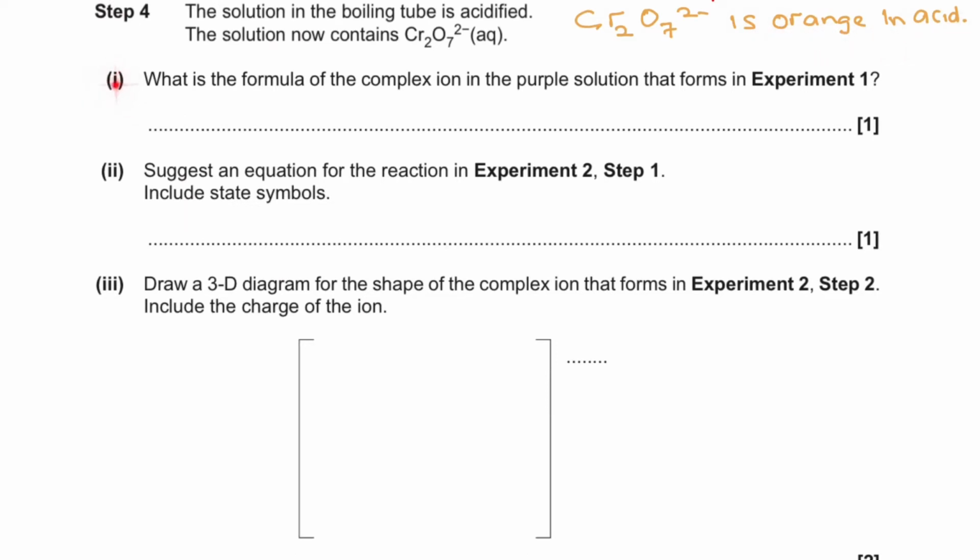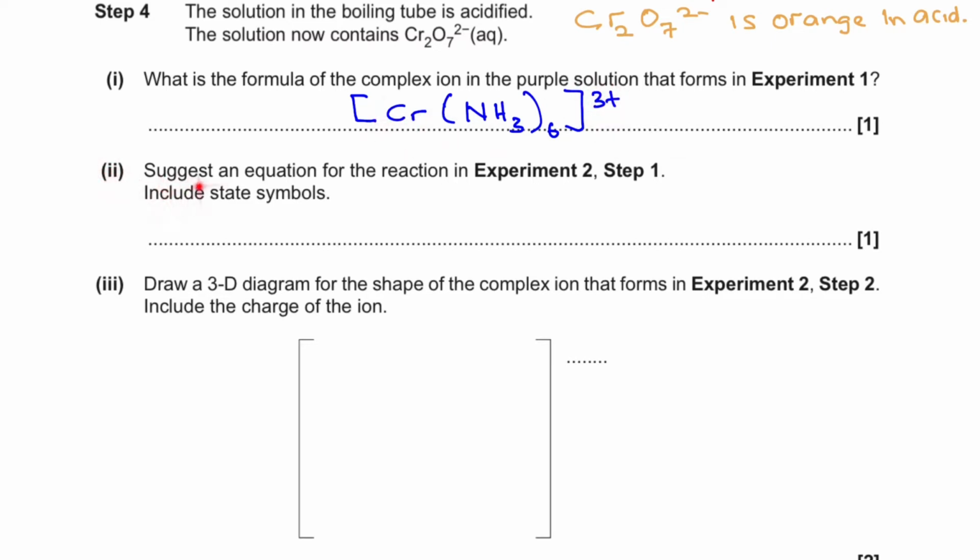So question 1. What is the formula for the complex ion in the purple solution that formed in experiment 1? Formula is Cr(NH3)6, 3 plus. 6 of the water has been replaced by ammonia. That's 3 plus because the ammonia doesn't have any charge. It's only got lone pairs, and the lone pairs are used here as dative covalent bonds. So that's 3 plus still.